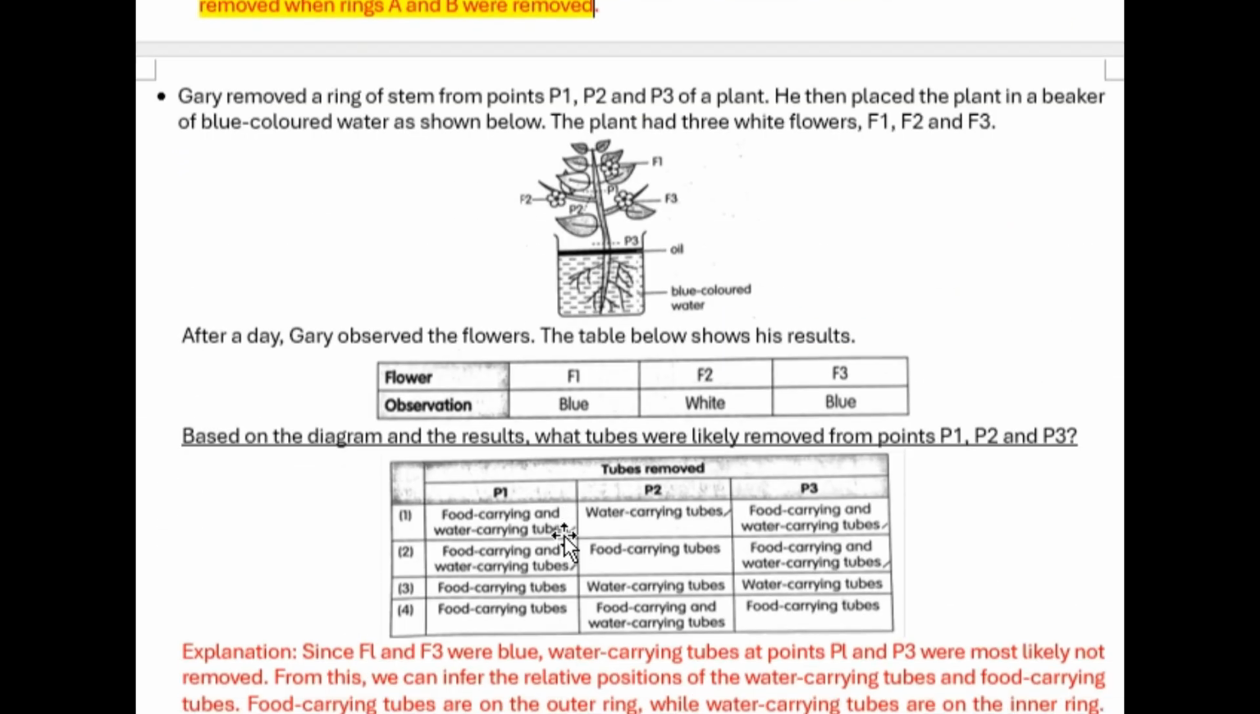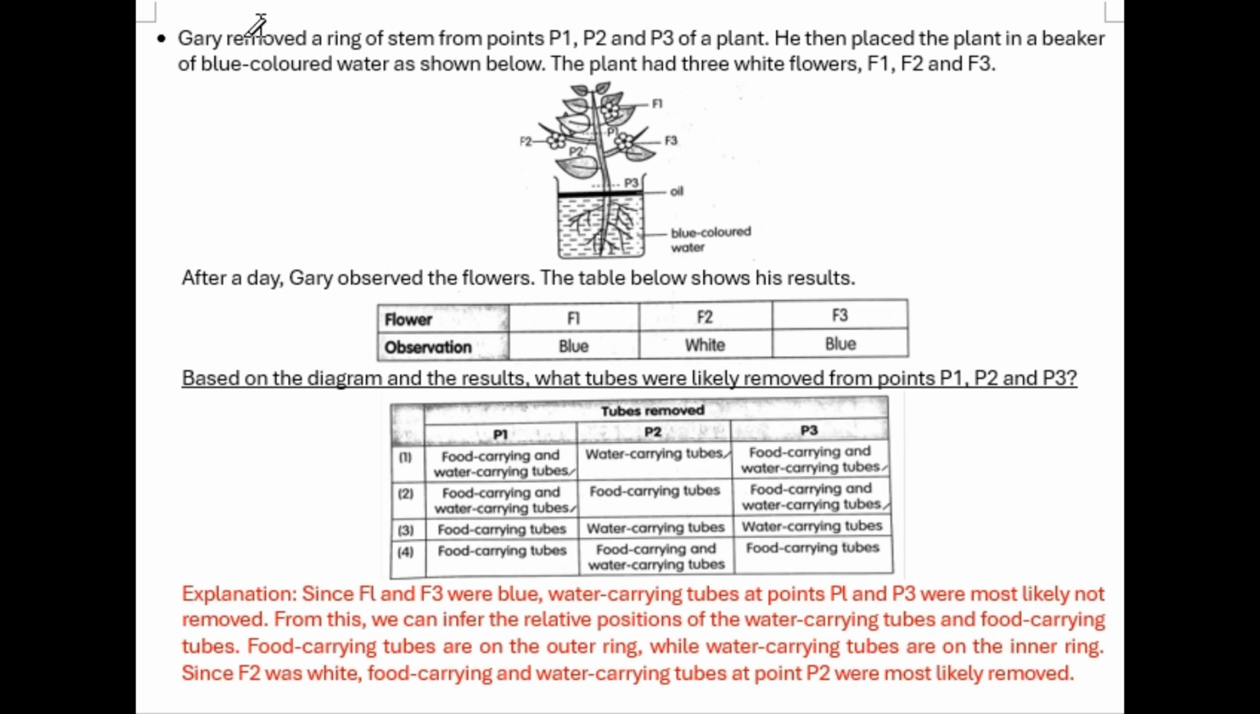Gary removed a ring of stem from points P1, P2, and P3 of a plant. He then placed the plant in a beaker of blue-colored water, as shown below. The plant had 3 white flowers, F1, F2, and F3. After a day, Gary observed the flowers. The table below shows his results.